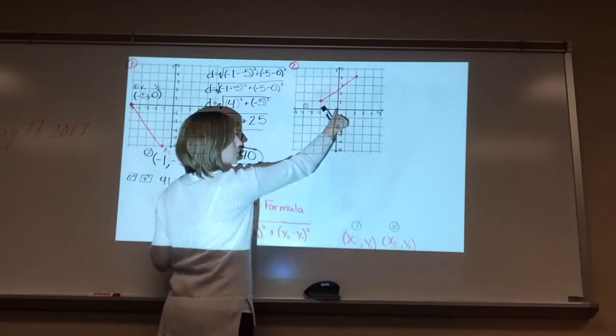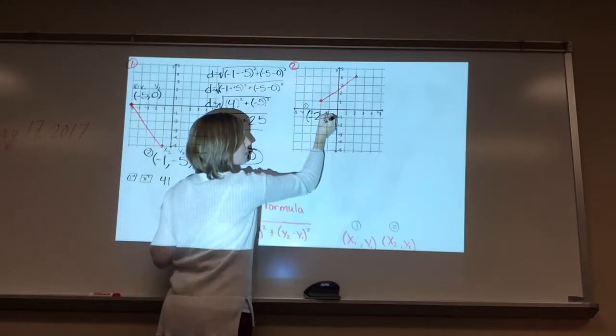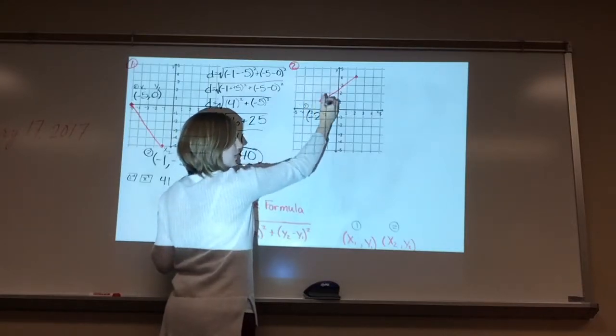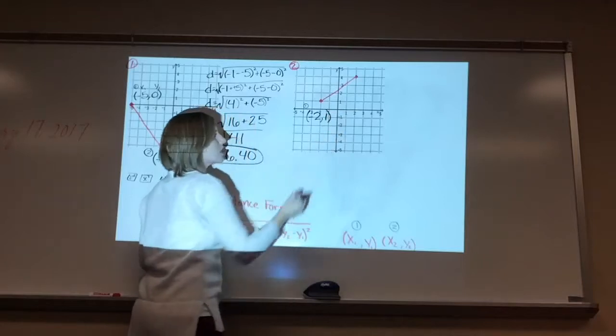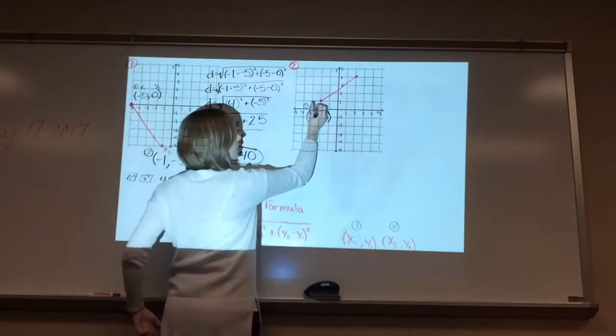We start at the center, we go to the left 2 places, so that's negative 2, and we go up 1 place, so that's positive 1. So negative 2, 1 is our coordinates for the first point. So that's our x1 and our y1.